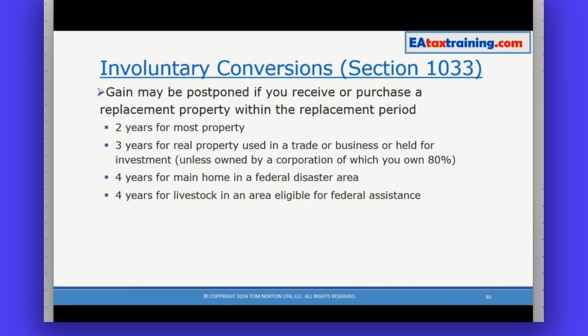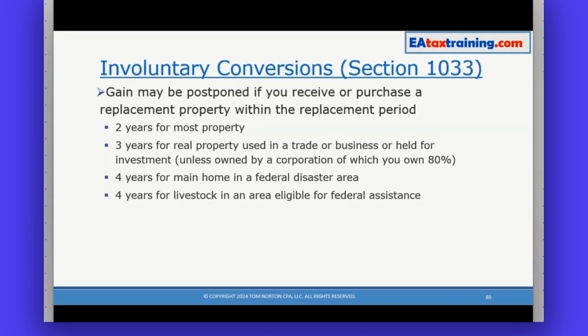However, it is possible to postpone that gain if you receive or purchase a replacement property within the replacement period. So you have an involuntary conversion. If you replace that property within the replacement period, then you don't have to pay the gain on that property. The replacement period for most property is 2 years. So that's the main number you want to remember. Replacement period for condemned or involuntarily converted property is 2 years.